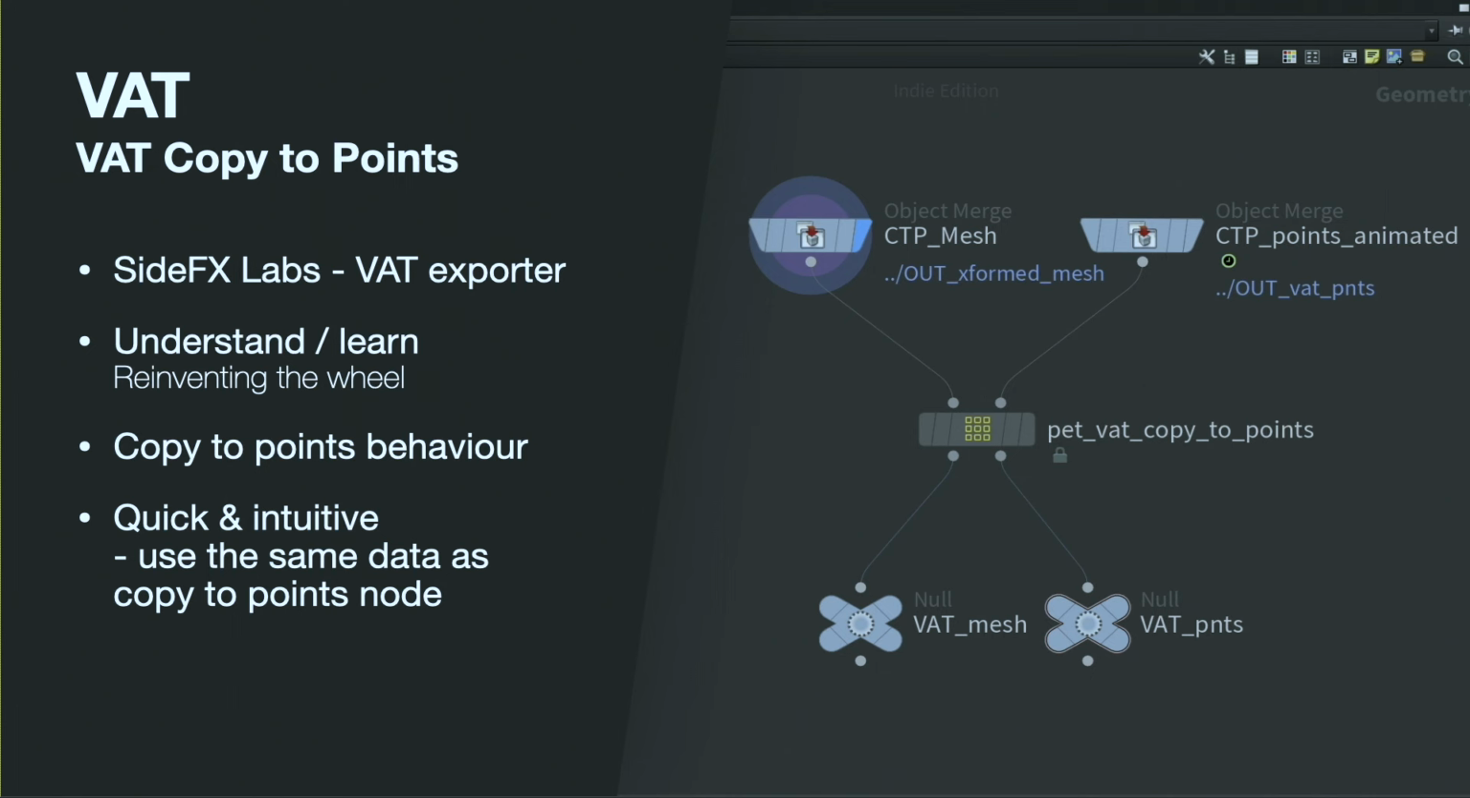And Side Effects Labs has really good Vertex Animation Texture exporters built in. But sometimes I like to reinvent the wheel just to learn things. Quite good. Takes a long time, but you learn a lot. And I also wanted to make a Vertex Animation exporter that mimics the copy the points node, how that works. So you take a set of unique meshes and a set of points, and it will output textures and a mesh.